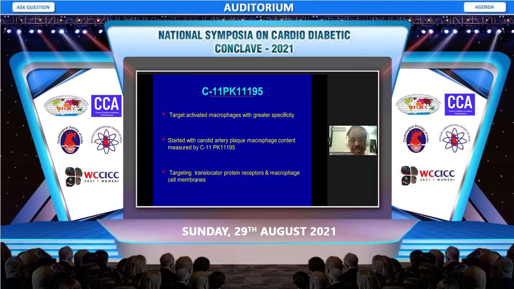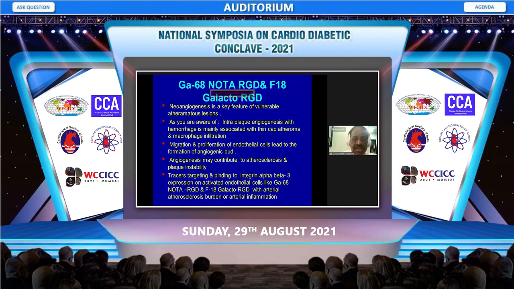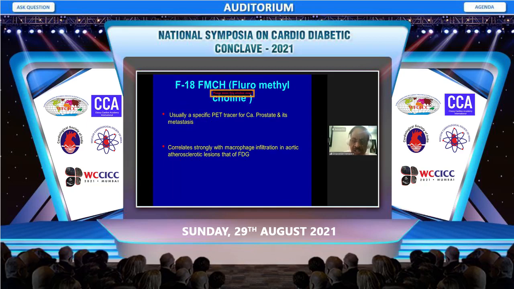Then comes the C11 PK11195 tracer, then gallium-68 NOTA-RGD and galacto-RGD. You know that plaque neoangiogenesis is a key feature of vulnerable atheromatous plaque. So gallium-68 NOTA-RGD tags that neoangiogenesis and can show it as a hot atheromatous plaque. Then, as I have told you, this is the FMCH, the fluoromethylcholine radioisotope.